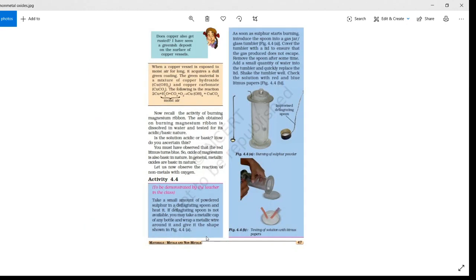How will you confirm that this is acidic in nature? By dipping blue litmus paper. And after dipping blue litmus paper, we will see that blue litmus paper changes into red. This confirms the acidic nature of non-metallic oxides.